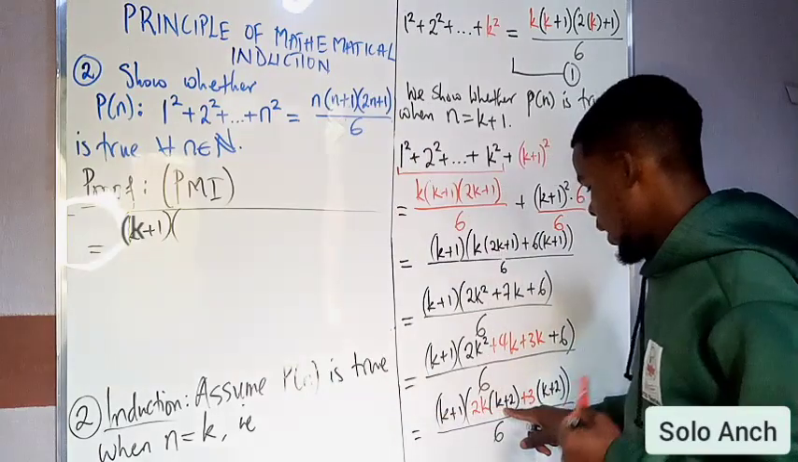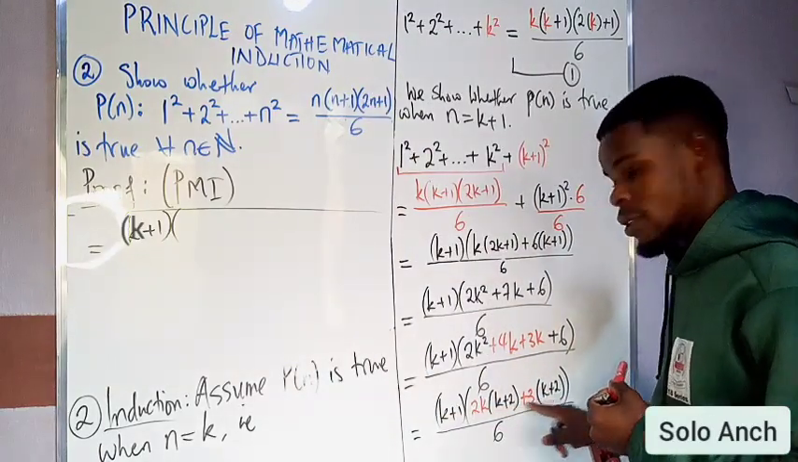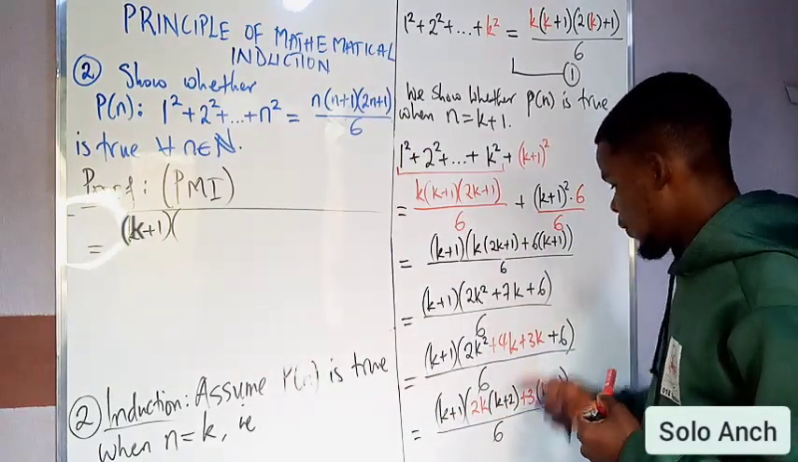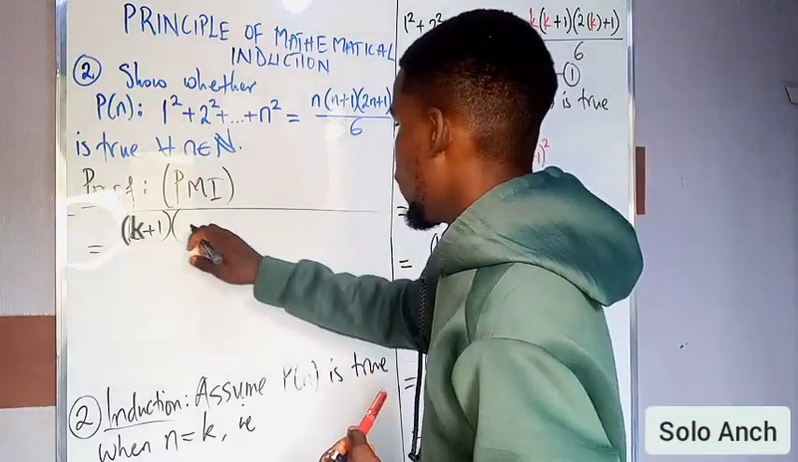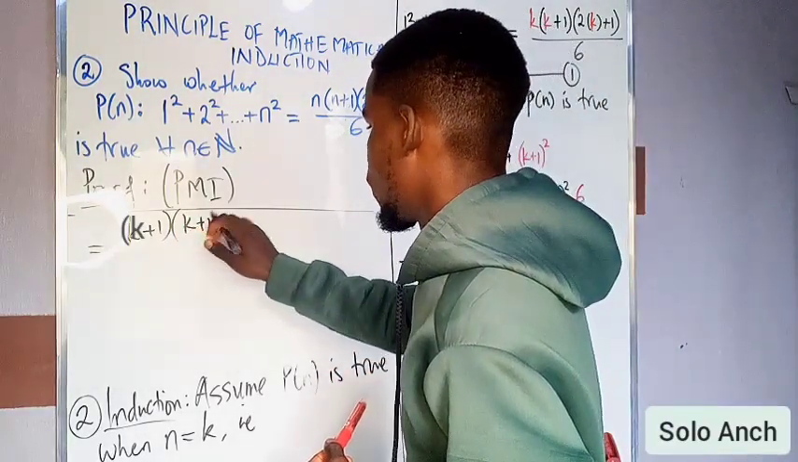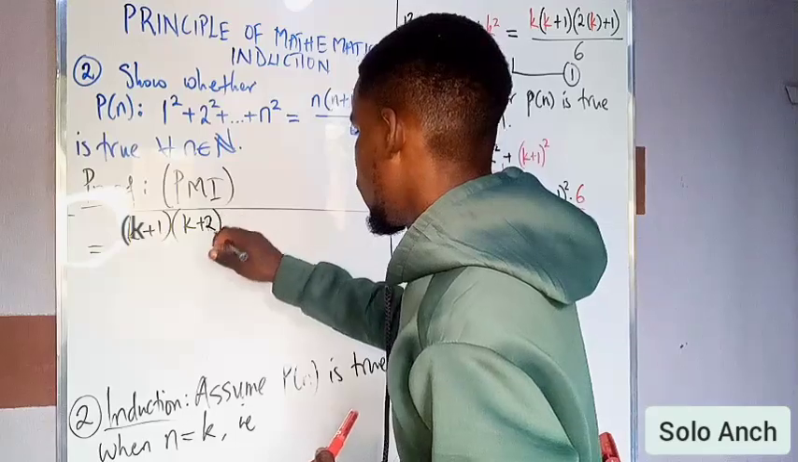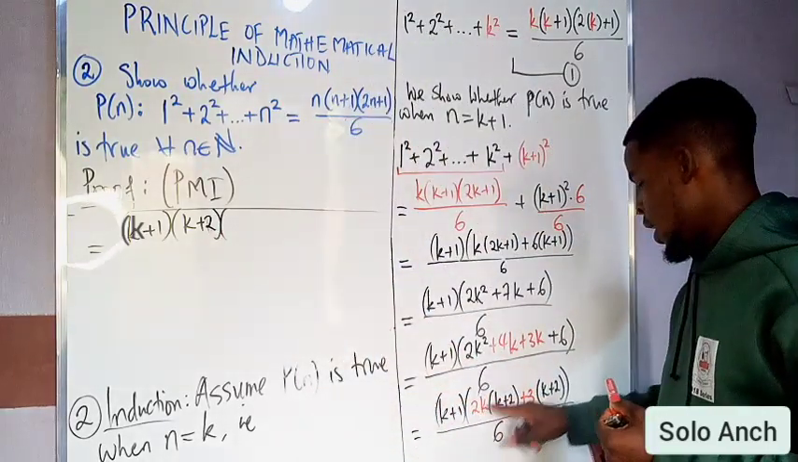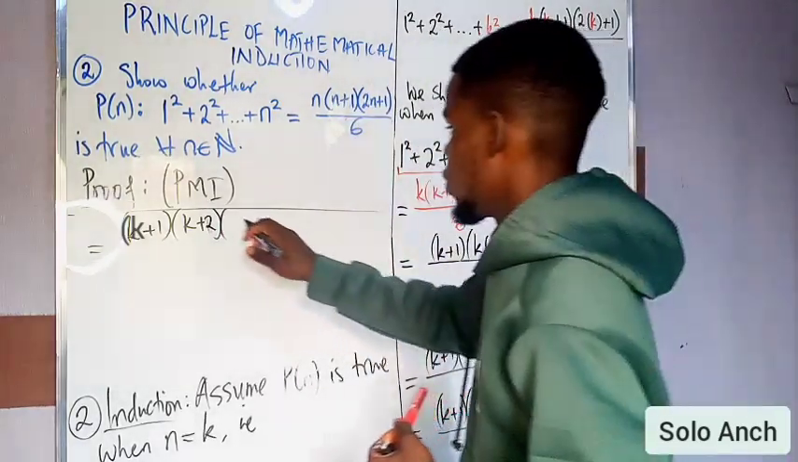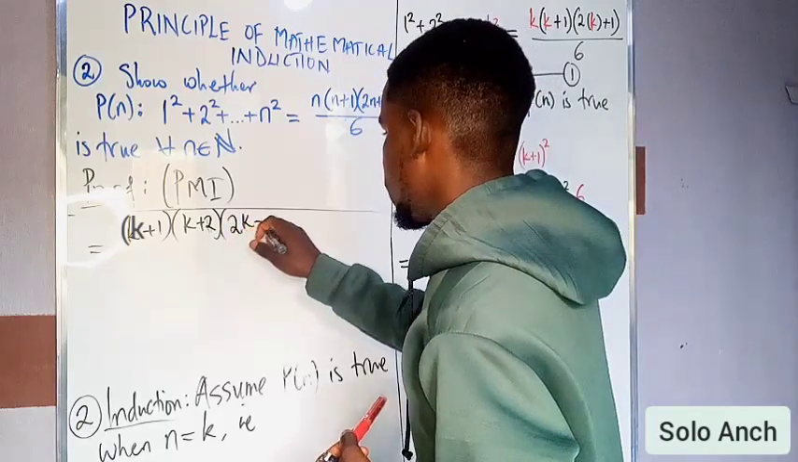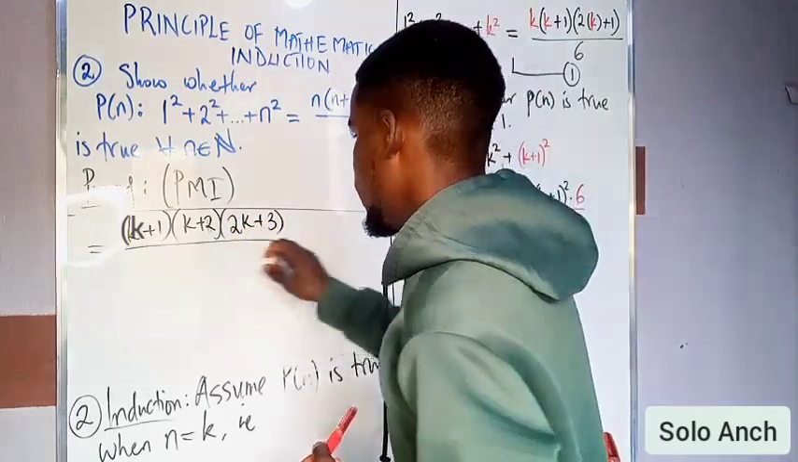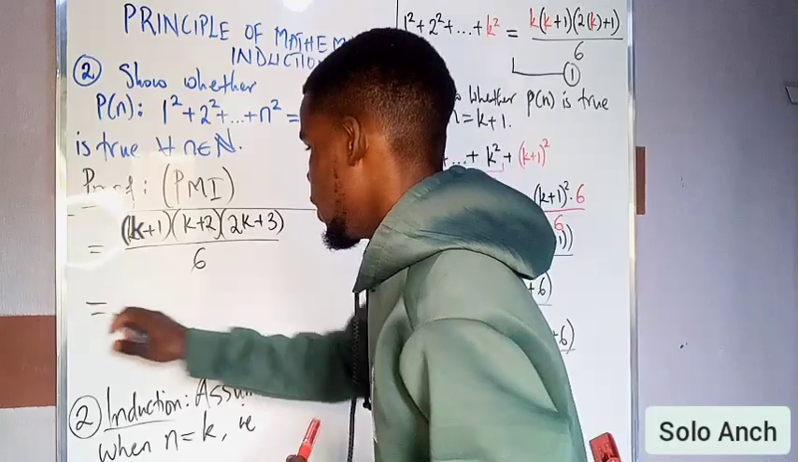Now, we notice that k plus 2 is common in this second bracket, right? So we can factor out a single k plus 2. We factor it out, k plus 2. We'll be left with 2k plus 3, right? That's going to be 2k plus 3 divided by 6.